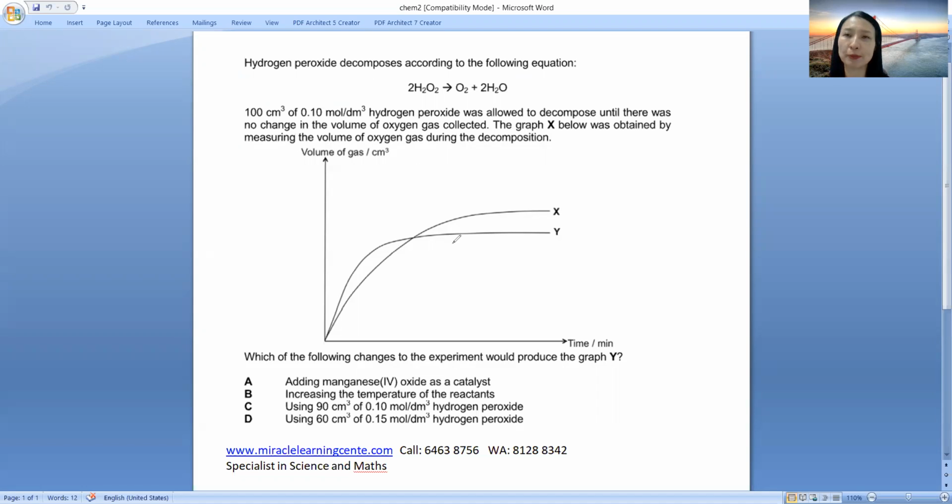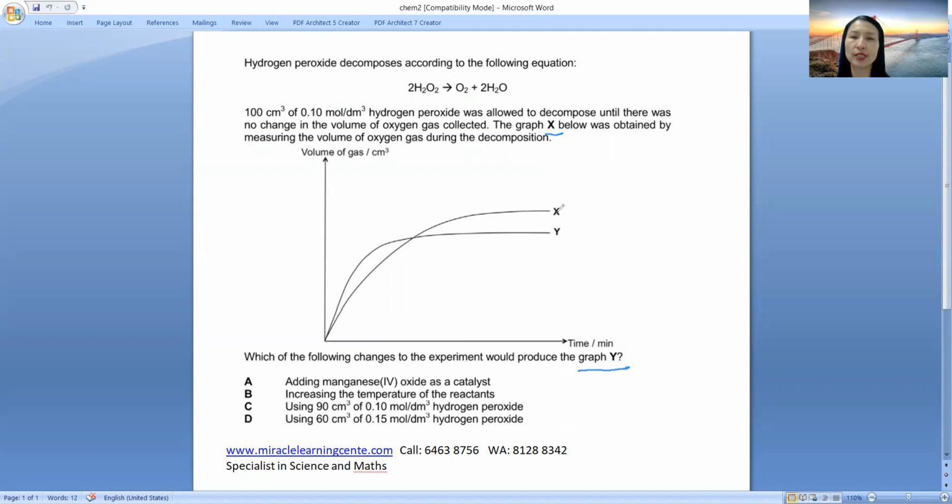This question is on speed of reaction. Hydrogen peroxide decomposes according to the following equation. 100 cm³ of 0.1 mole per dm³ hydrogen peroxide was allowed to decompose until there was no change in the volume of oxygen collected. The graph X below was obtained by measuring the volume of oxygen gas during the decomposition. Which of the following changes to the experiment would produce the graph Y?